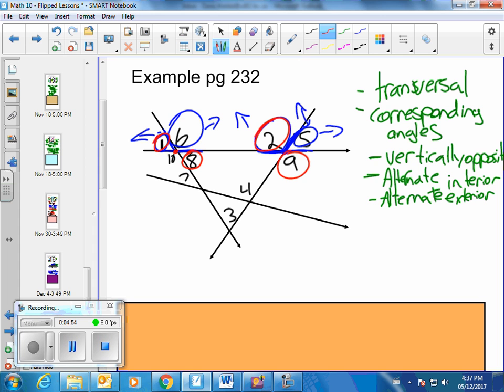The next one up is alternate interior angles. Alternate interior angles is a little bit trickier. What we're looking for there is anytime a line crosses through and we have angles that are on opposite sides of a line. So they're not going to be on the same side, they're going to be on opposite sides of the transversal.